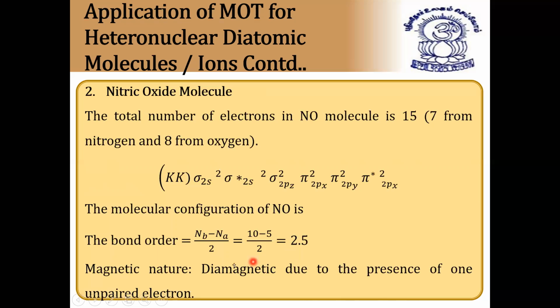So the bond order is 2.5, as it contains unpaired electrons. Due to the presence of unpaired electrons, it is diamagnetic. No, it is paramagnetic. Again, it is given wrong here. So it is paramagnetic in nature. I'm just changing it, you also can change. So nitric oxide molecule is paramagnetic. Next.